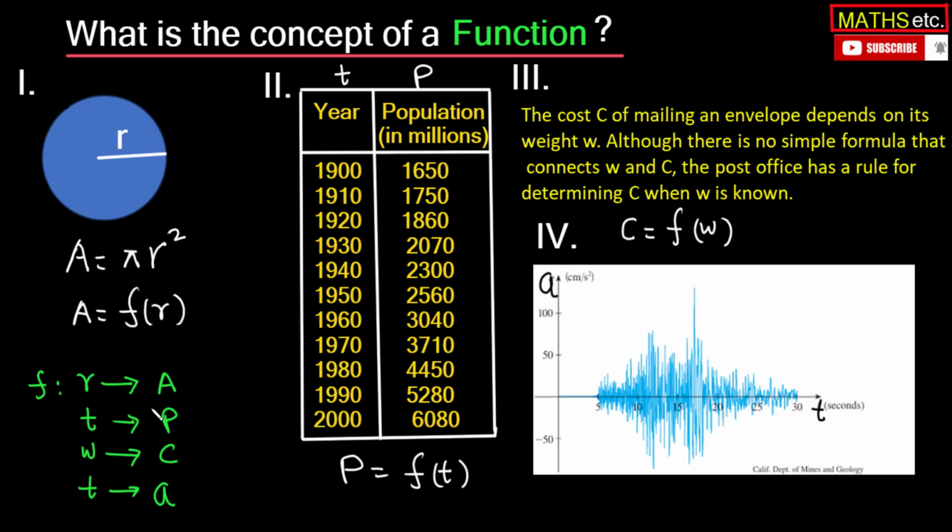So after seeing this pattern, let us make a generalization. Suppose there is a quantity x. For each value of this quantity x, we are getting another quantity, represented by the symbol y. And how do we achieve this? We find the value of y with the help of a rule, and that rule is denoted by the symbol f, which we are going to call a function. So now let us give a formal definition of function.